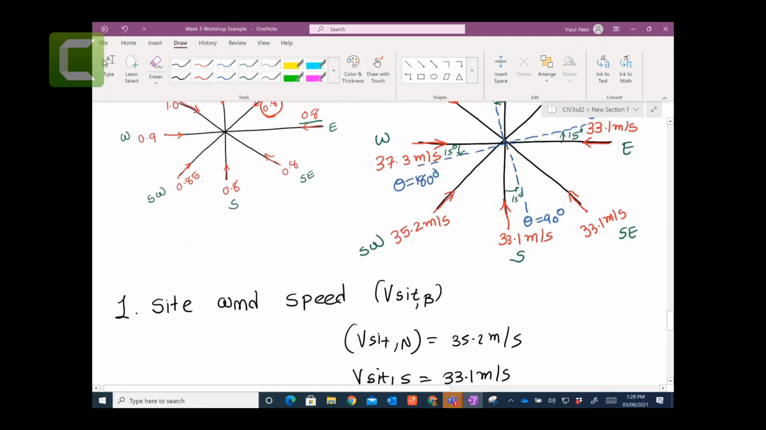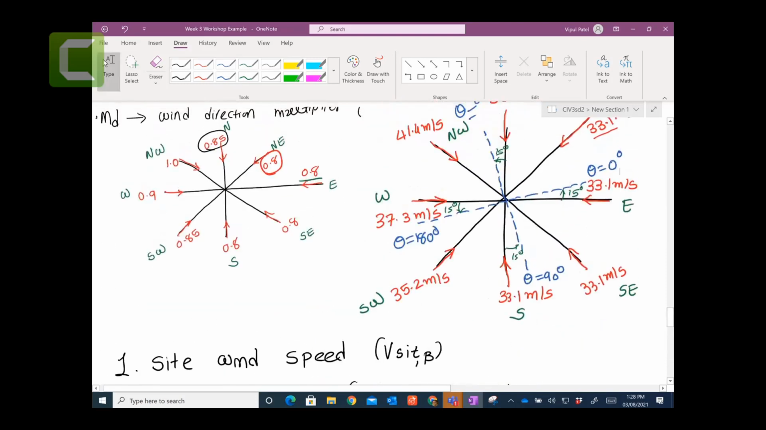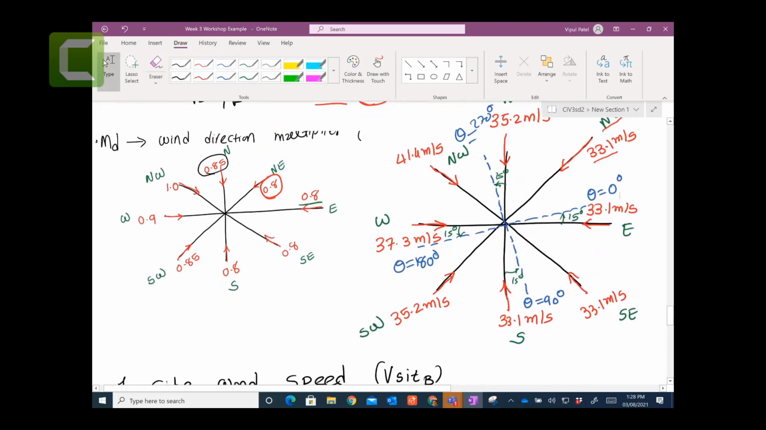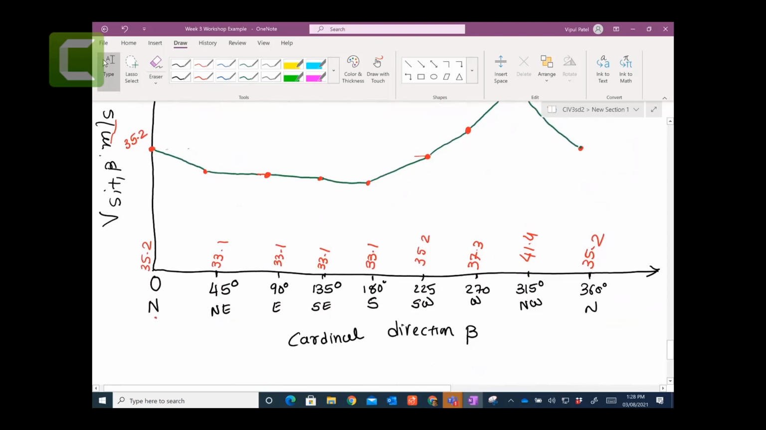So I want to draw the blue line here on this chart. Blue line for theta equal to 0. Give me a minute. My computer needs the password. Okay, that's fine. My computer is back. So between east and northeast, and we have this dotted line at 15.